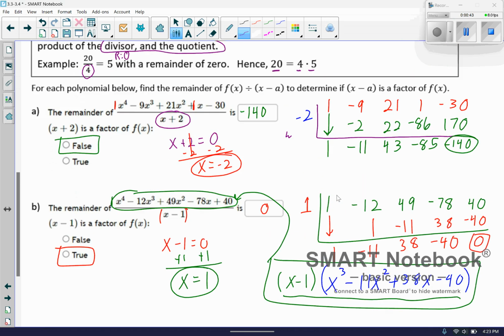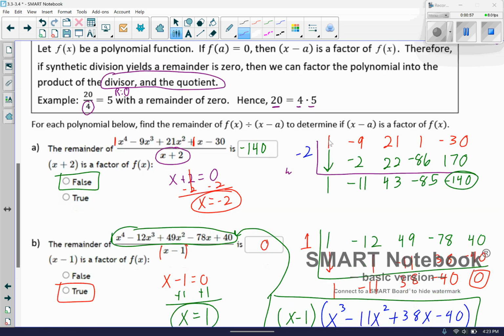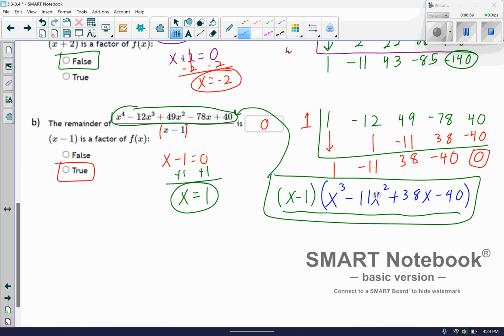And there's a pretty simple example I had up here with the definition. 20 divided by 4 is 5 with a remainder of 0. So if you take the divisor and multiply it by the quotient, that is equivalent to the original value that was being divided. That's what I'm pointing out right here, that this is equivalent to the original polynomial up here.